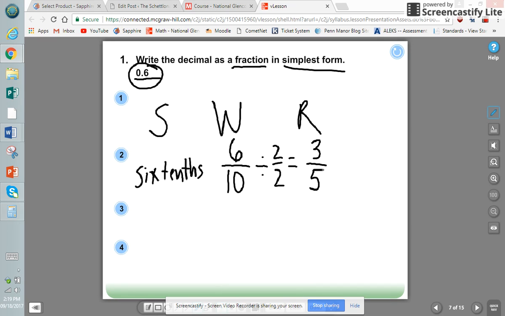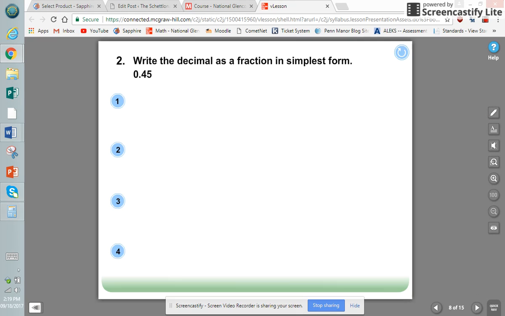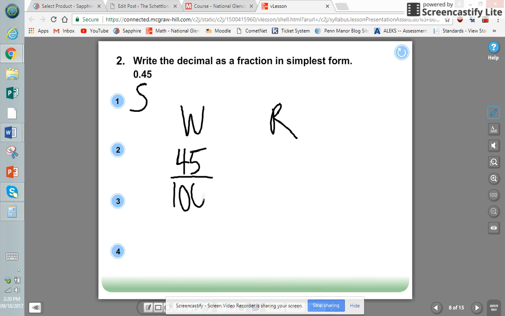How about another one? A little bit more complicated, but we can still use our strategy. I'm going to say this number, I'm going to write that as I say it, and then I'm going to reduce it. I see the 5 in 45 is in the hundredths column. So I'm going to say that this number is 45 hundredths. I said it and wrote it at the same time.